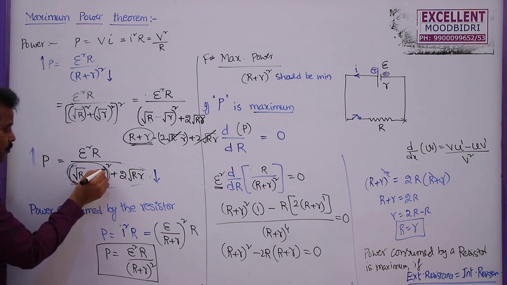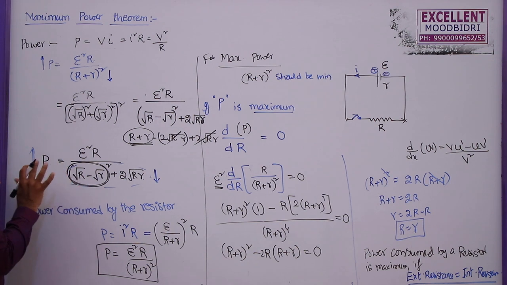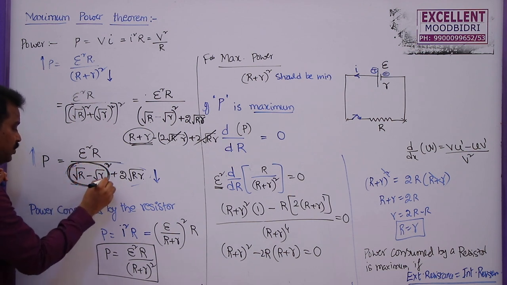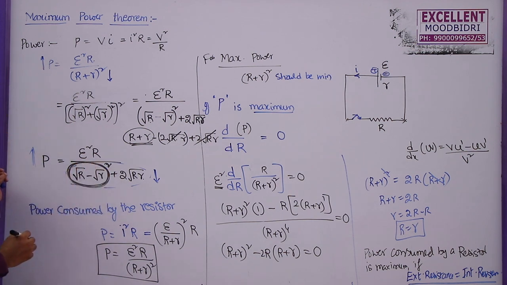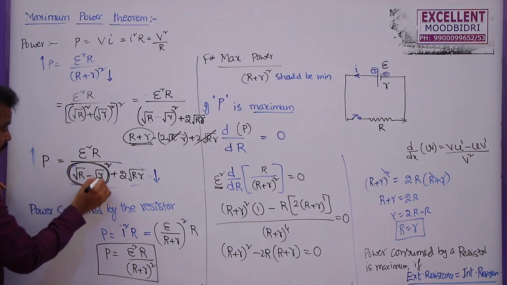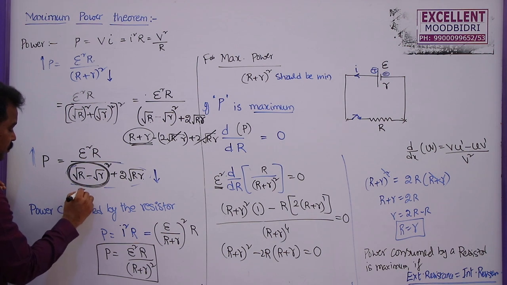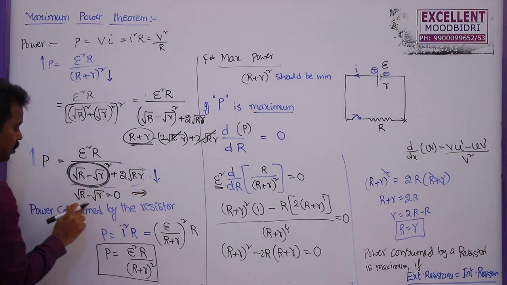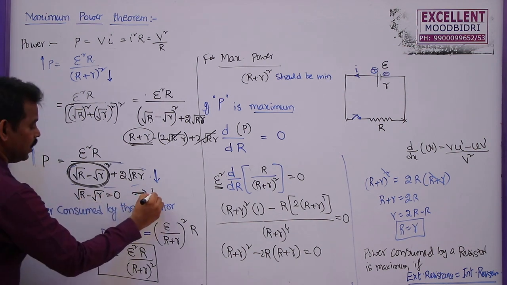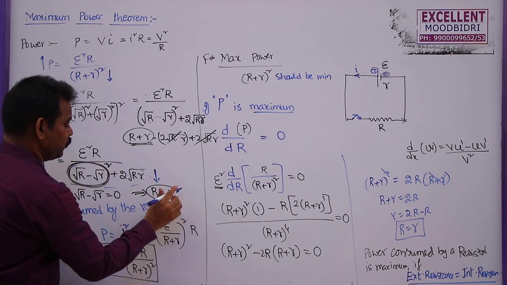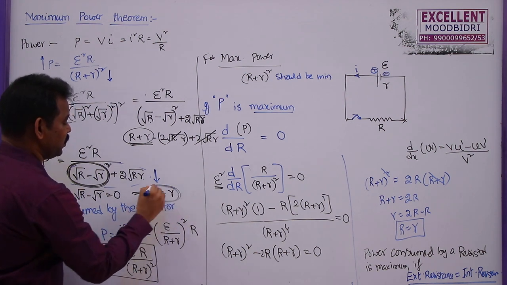What is the minimum value of this one? It cannot be negative. Resistance cannot be negative at all. And once again, this is a square here. So the minimum value of this one must be equal to 0 only. So what can we write? This minus this must be equal to 0. That is the minimum value. So from this we can write root R is equal to root small r, or capital R is equal to small r. So this is how we can prove the maximum power theorem.